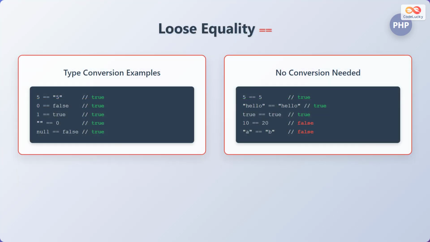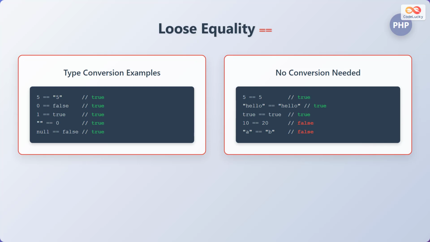Here are some examples of how loose equality works in PHP. The expression 5 is equal to the string 5 evaluates to true because PHP converts the string to a number before comparing. Similarly, 0 is equal to false, 1 is equal to true, an empty string is equal to 0, and null is equal to false all evaluate to true due to type conversion.